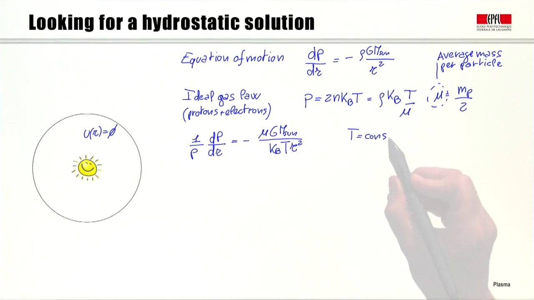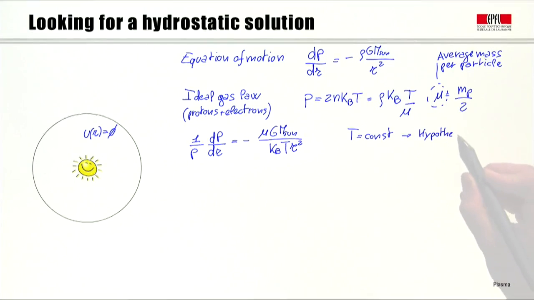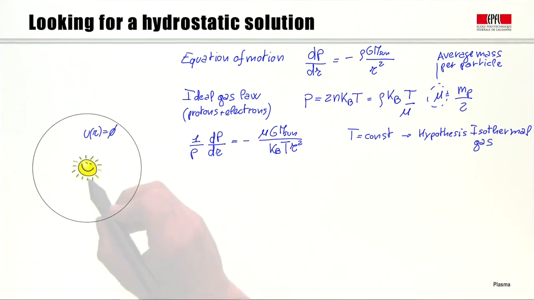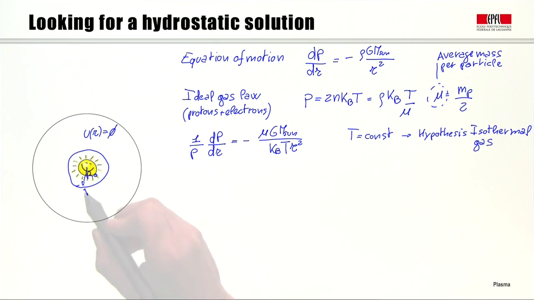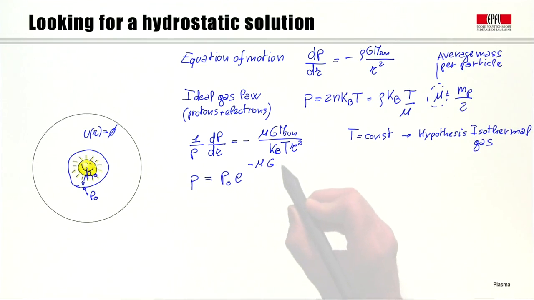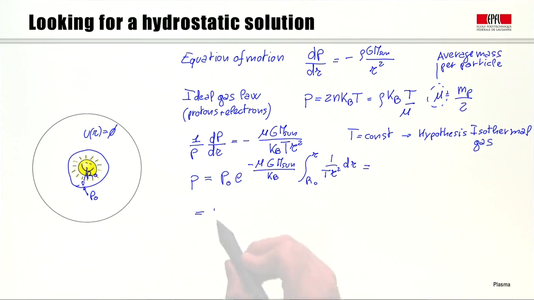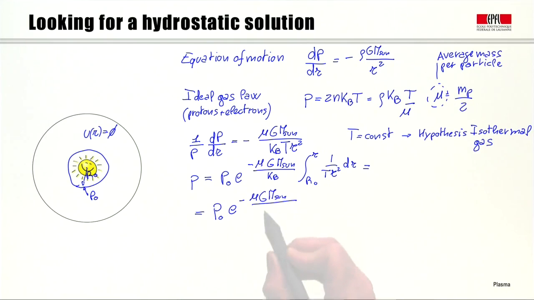Let's now make a further simplifying hypothesis, and let's assume that the plasma is isothermal everywhere. If we now define a radius r0, where we know that the plasma has a pressure P0, we can integrate this equation between r0 and r, where the temperature T can be taken out of the integral, since we have assumed that it doesn't depend on the radius r.